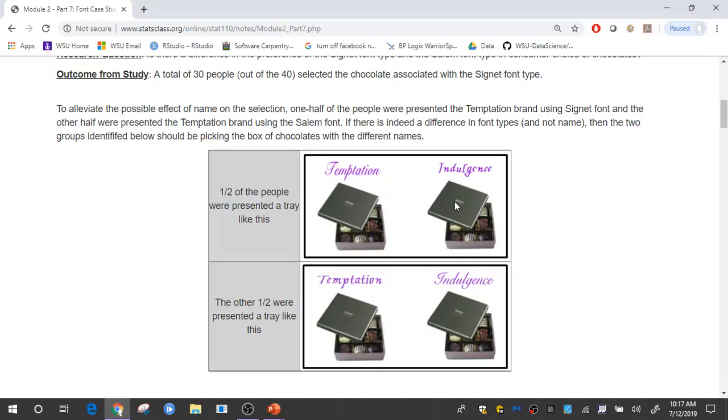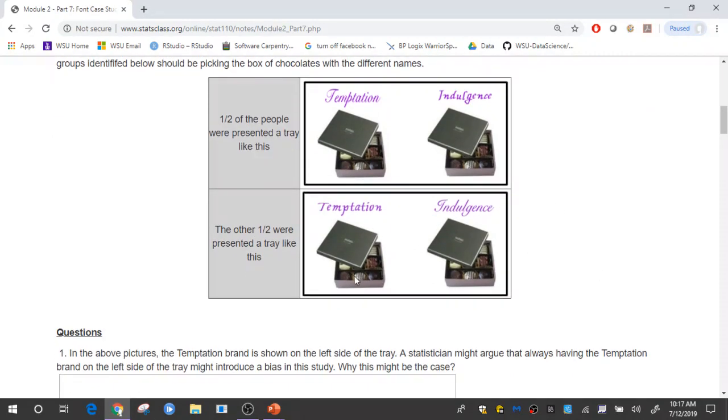So half of the people were given a tray like this top. The other half were given a tray like the one on the bottom here. And the only thing that they've done is switch the font type associated with the names. So on this half, Temptation was given the Salem font, and Indulgence was given the Signet font. So half of the people were given the tray on the top, and the other half were given the tray on the bottom.